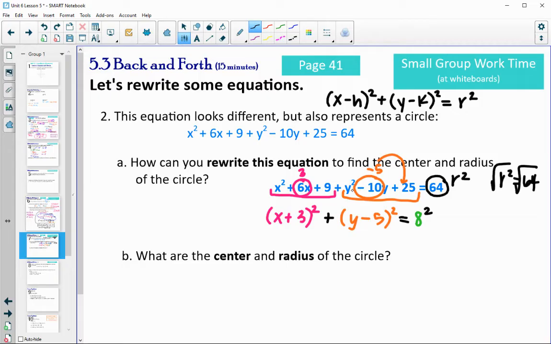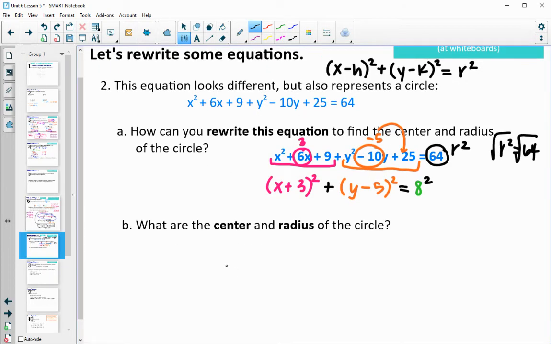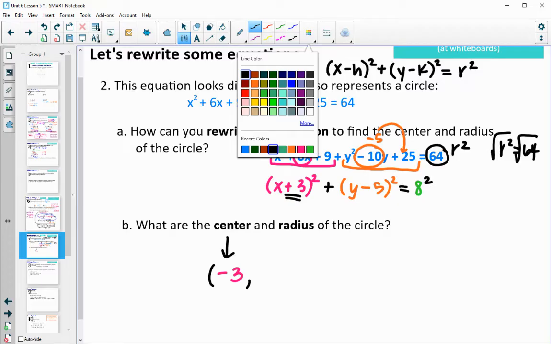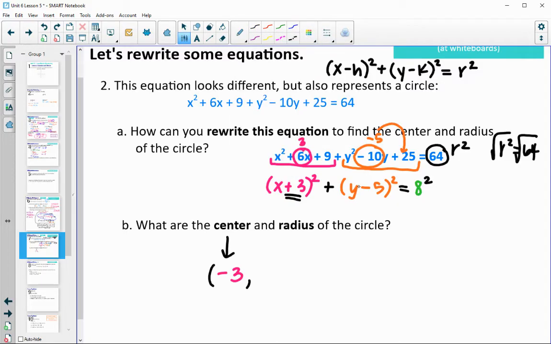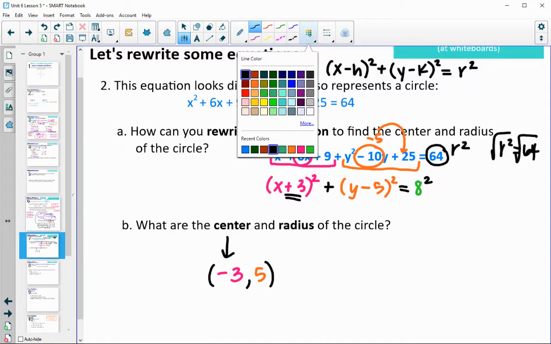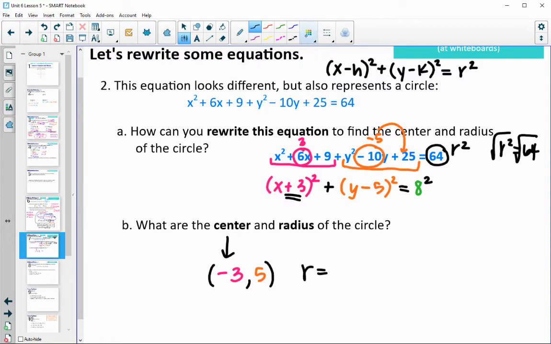So we've just rewritten these terms. Now what is the center? The center is (h, k), so the h coordinate here is negative 3, because remember, it was minus here, so minus a minus would give us a plus. What's the y coordinate? The number we subtracted from the y here is 5. And then our radius is 8.